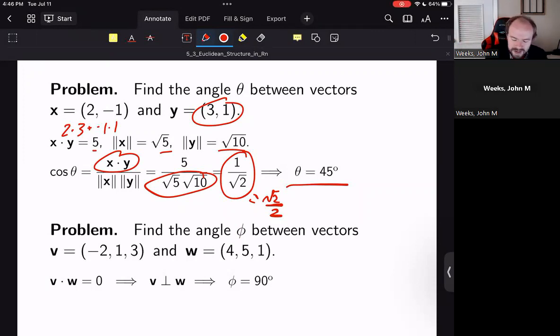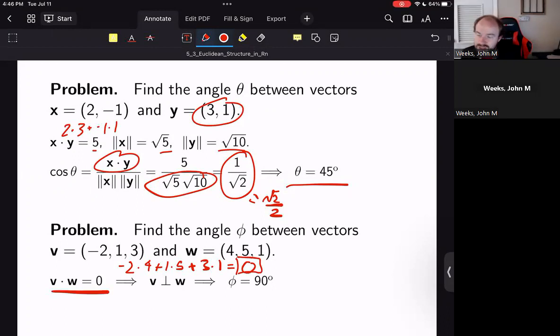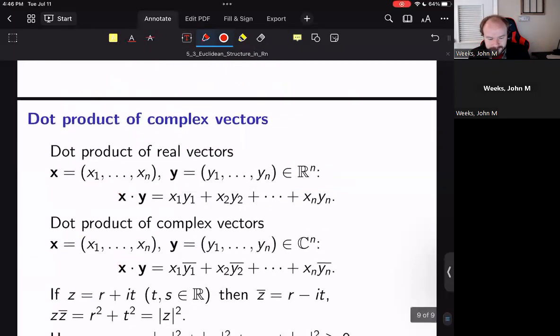But this one ends up being very nice, because if I figure out what the dot product between the two vectors is, I'm going to get -2 times 4 plus 1 times 5 plus 3 times 1. That's going to give me -8 plus 5 plus 3, which is 0. So the dot product between these is 0. Remember that we said whenever the dot product is 0, that's by definition orthogonal. The two vectors should be orthogonal to each other, so that means the angle between them is already known. The angle between them is 90 degrees.